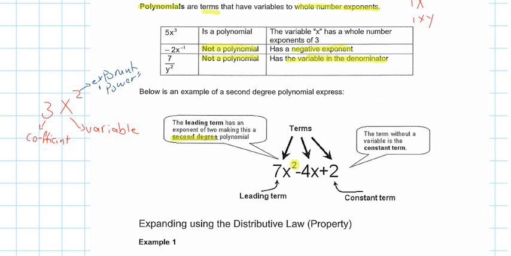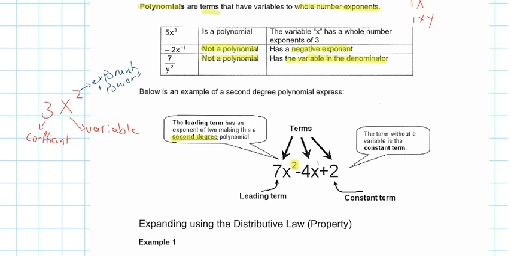What's the degree on this x? 2. What's the degree on this x? What's the degree here? 1, right? Well, how about here? Do you have an x? Technically, it's x to the power of 0, but we don't write it. Okay? So, what's the highest exponent that you have on all the x's? 2. And that's why it's called second degree. Because the highest exponent is 2.